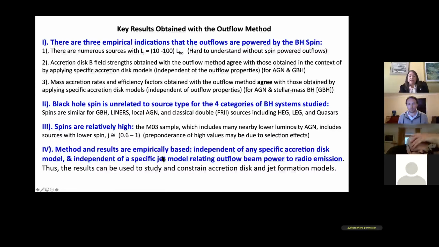The method and the results are all empirically based. They're independent of any specific accretion disk model and independent of a specific jet model relating in detail the beam power to the radio emission. So that means that these results can now be applied to study and constrain accretion disk models and detailed models of jet formation. Thank you.